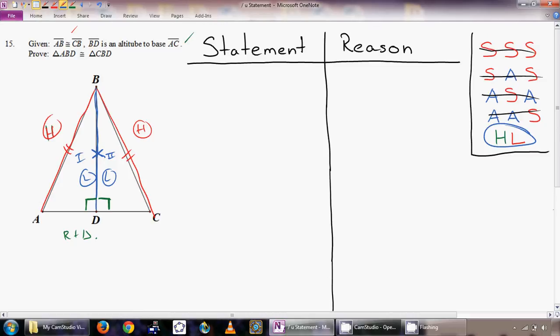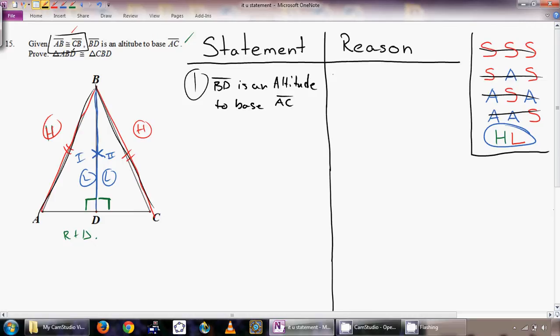So to start this, I need to establish first that I've got two right triangles. So that's how I'll begin. I'm not going to start with this, because if I start with that statement, that this is congruent to this, at that point, since it's my first one, I don't know their hypotenuses. So I'm going to start with BD is an altitude, and I'll copy down exactly what they say, except that tube part, to base AC. And 1. How did I know that? Oh, that was given.